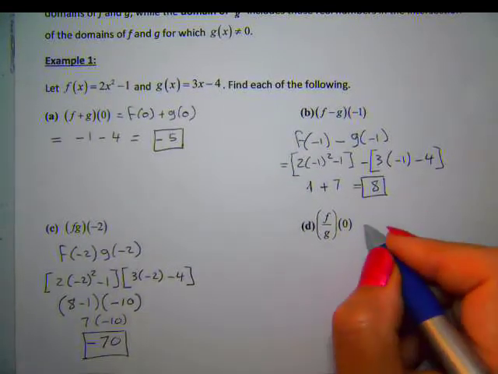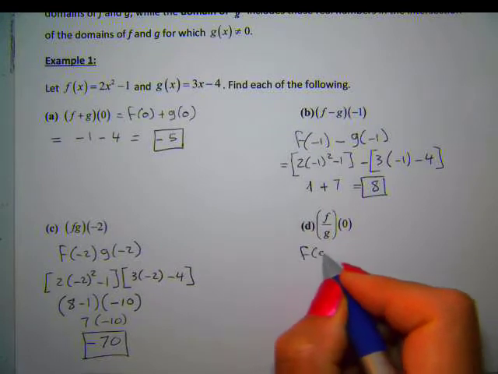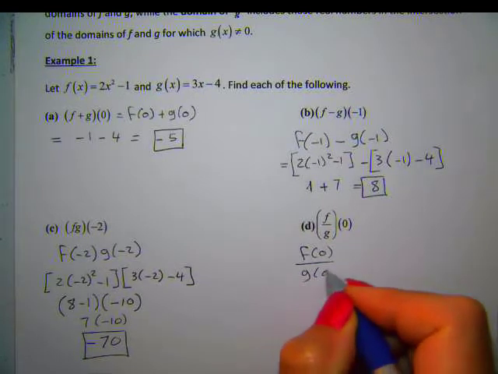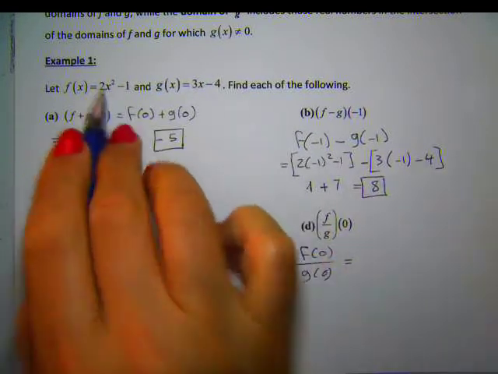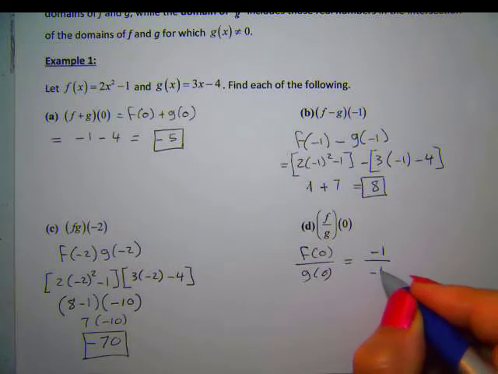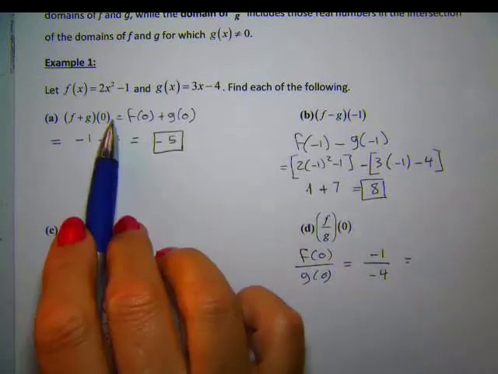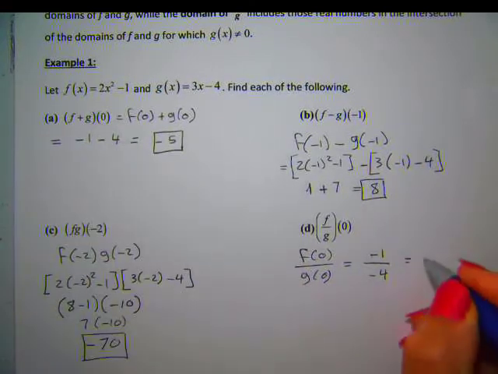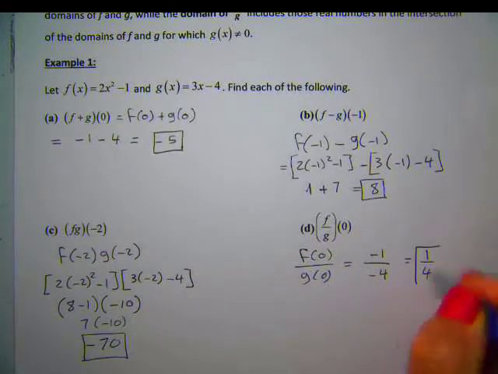f divided by g of 0 is f of 0 divided by g of 0. f of 0 is negative 1, g of 0 is negative 4, so it's easy: you get 1/4.